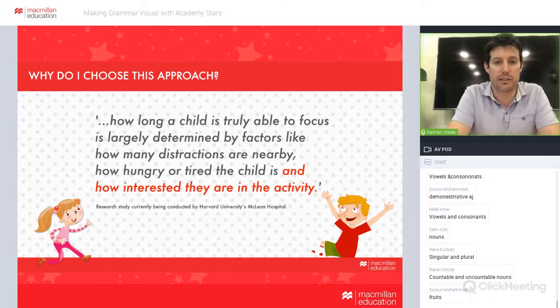Think about what's distracting them. Again, what time of day it is, where they are, if it's online or if it's in the class, and their level of interest in the activity itself.